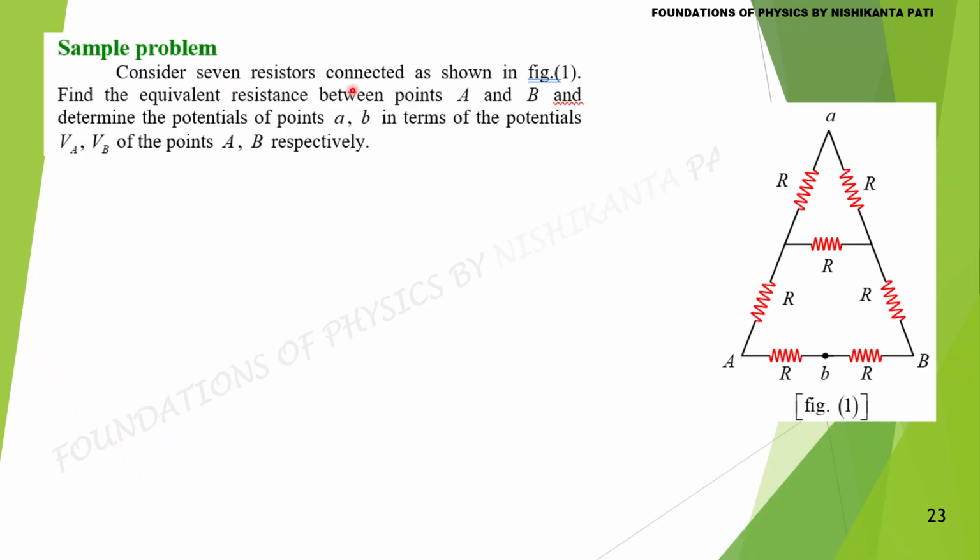Consider 7 resistors connected as shown in figure. Then we have to find the potential difference between A and B. Also we have to find the potential of A and B, and find the effective resistance between A and B.